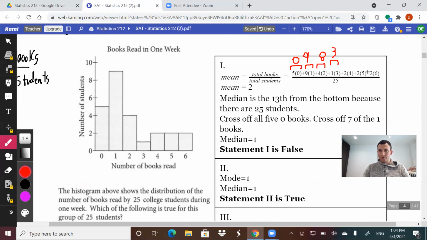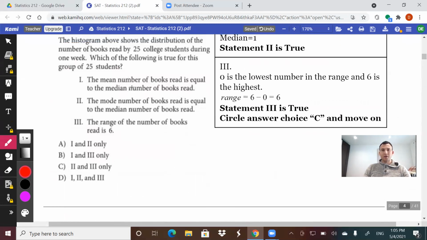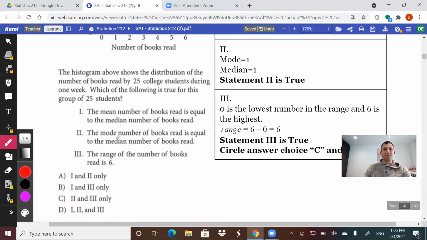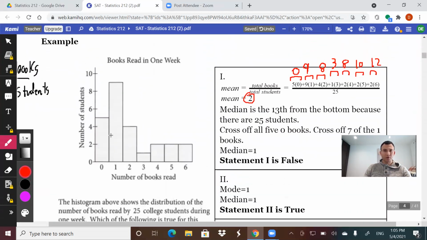2 students with 4, 2 with 5, and 2 with 6. So that's going to add another 8 books, 10 books, and 12 books. We add these together, we get our total number of books, divide by 25, and we get that the mean is 2. So we need to figure out what the median is as well, because all of these answer choices are asking us about the mean, median, and mode, and the range.